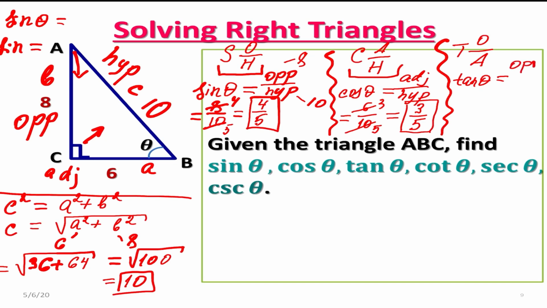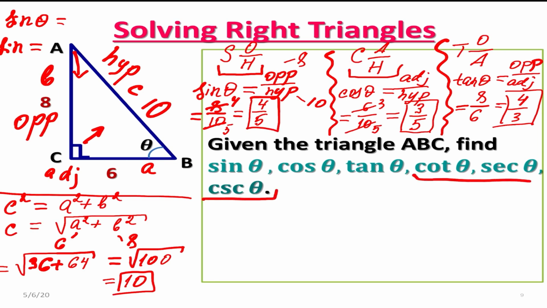and we are going to grab these values. So the opposite side 8 over adjacent is 6. So it simplifies to 4/3. That's your tangent. We are not done.